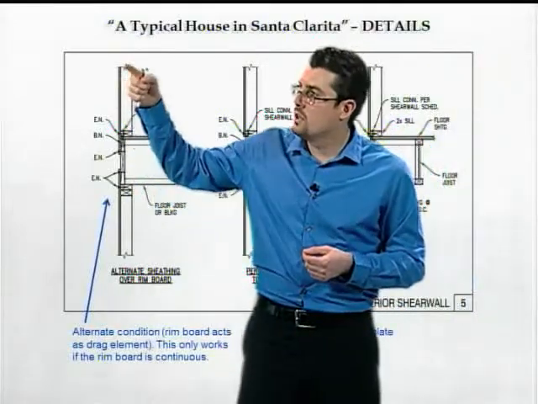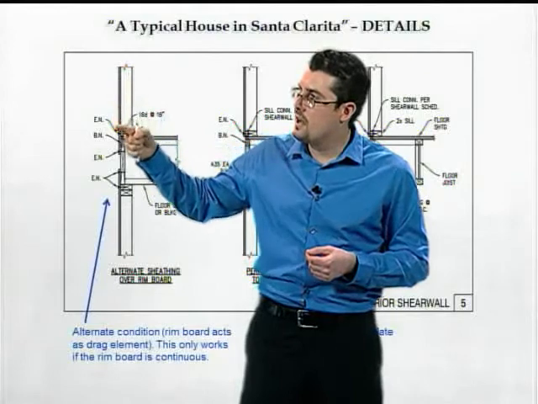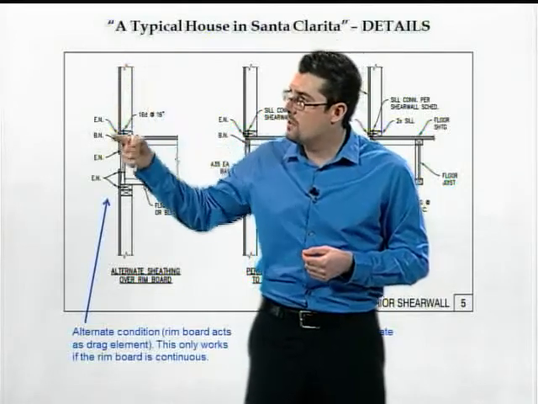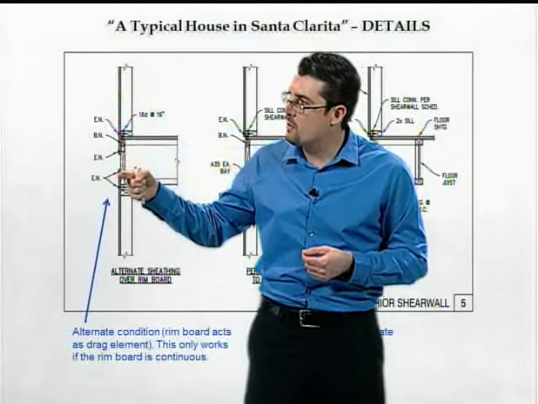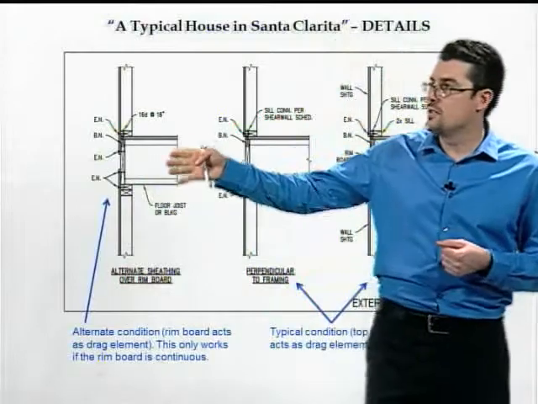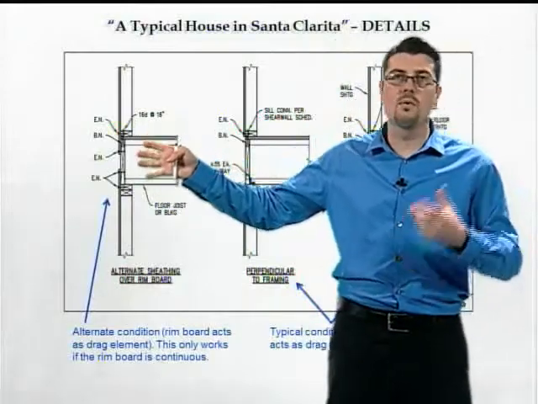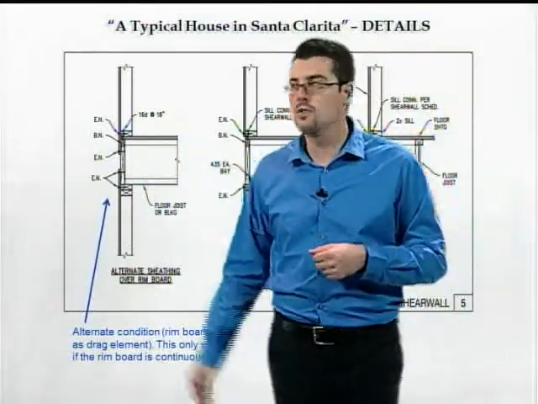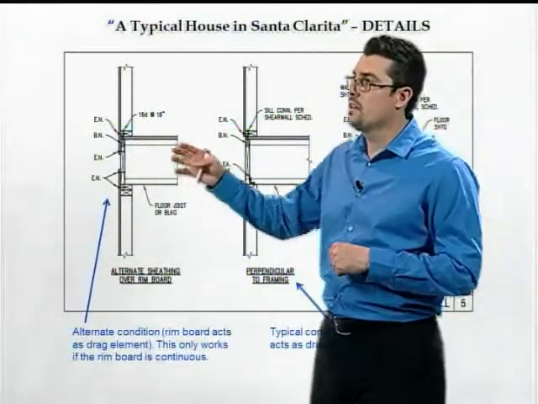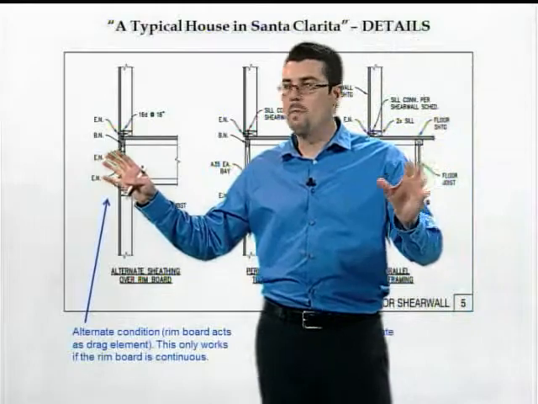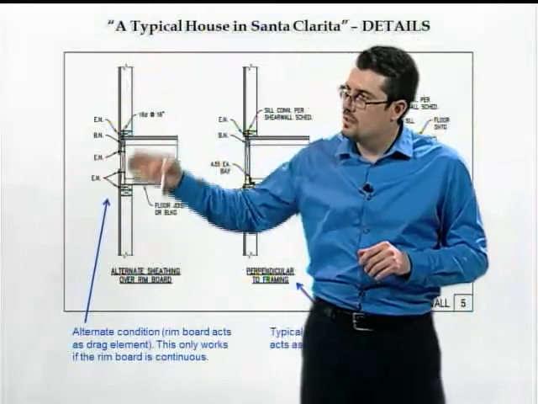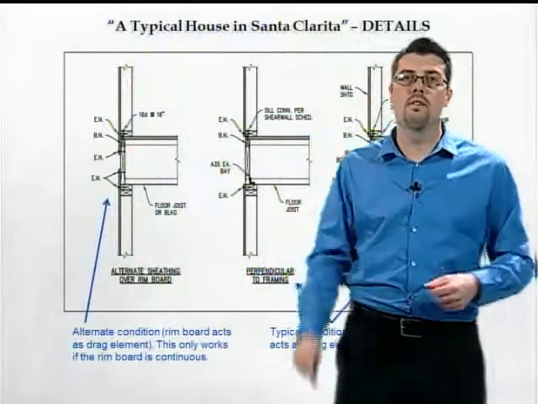Well, why? Look at the chain now. I've simplified the chain: the plywood comes down, transfers right through the rim board, and then right back into the plywood and down. So that's just as equally valid a way of framing a house as this other method here. Okay? But again, the concept is the same. As long as I've got a complete chain, a complete load path, I'm good.